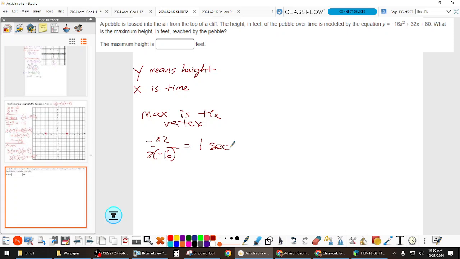And then it asks for the height though. So what do we do with that 1? Plug it in, good. I don't like that they use y. I would have used h for height, but we'll use y of 1. So negative 16 times 1 squared plus 32 times 1 plus 80. So this is, these two do what?